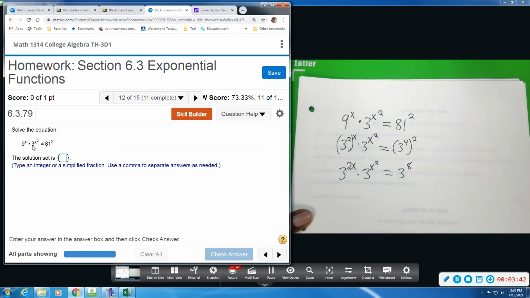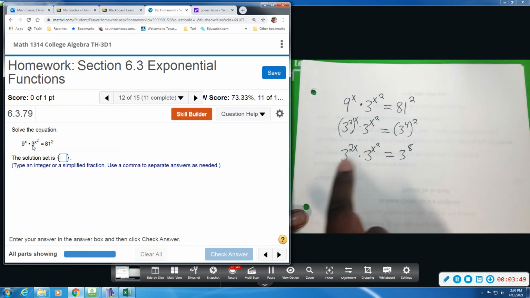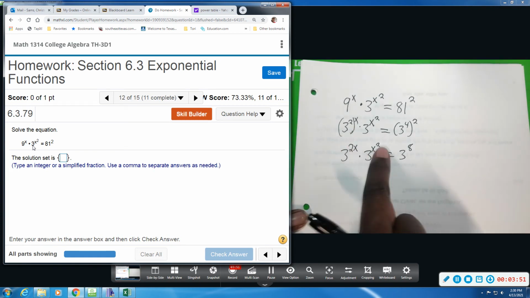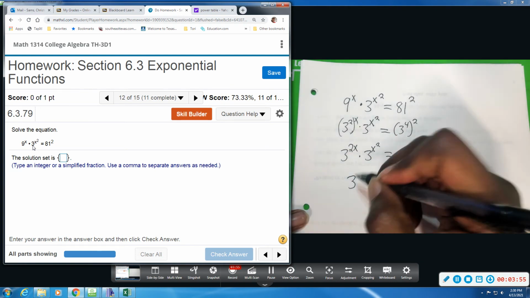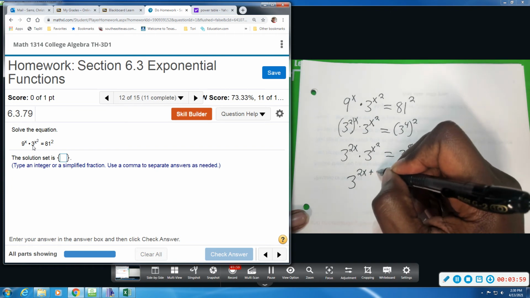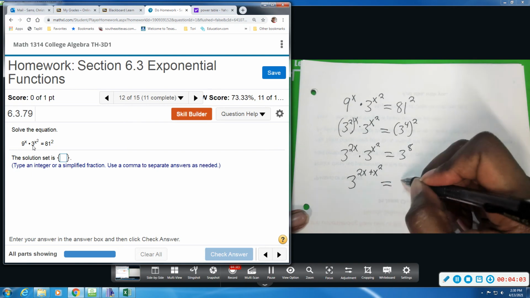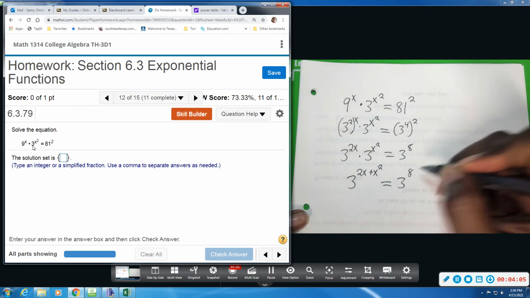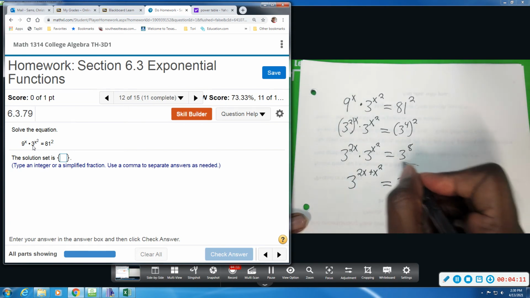Now we're almost there because we only want one 3 on each side. So what we need to do, one more property of exponents: if you have the same base and you're multiplying, you add these two exponents together. So this is going to give us 3 to the 2x plus x squared power equals 3 to the 8th power. So now both sides are the same with one base of 3. Then we set this part equal.